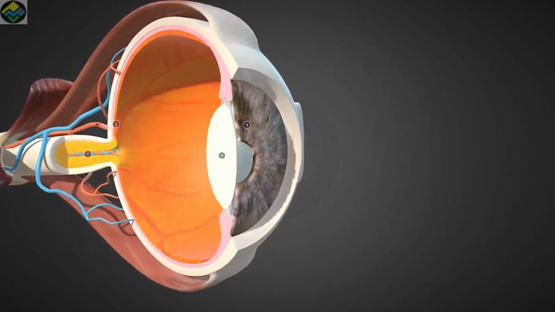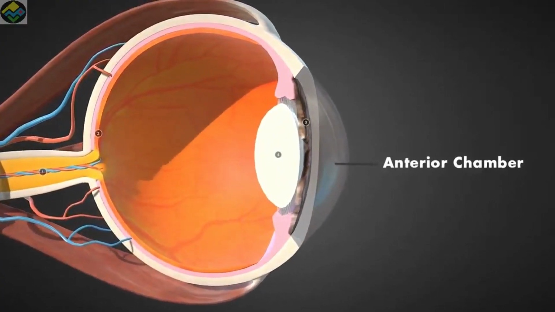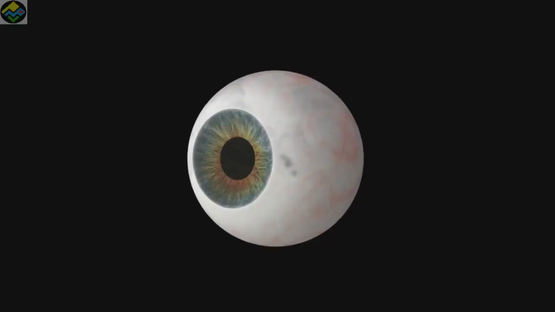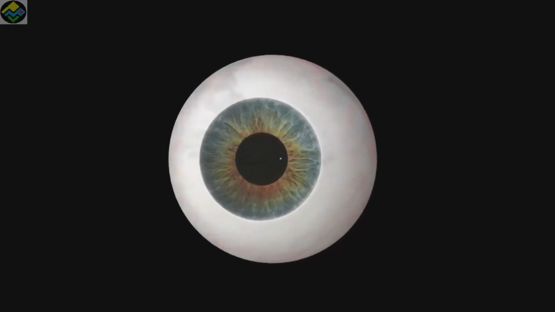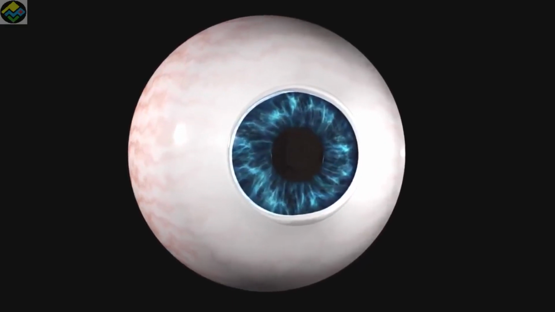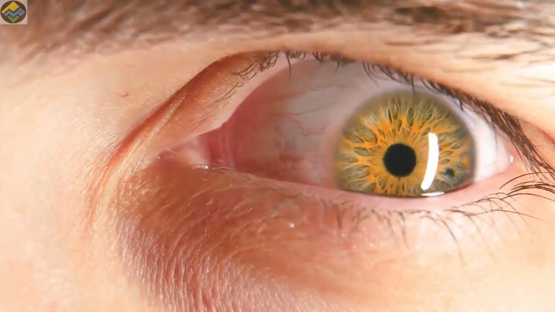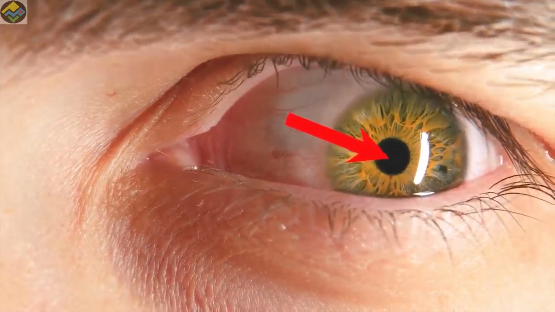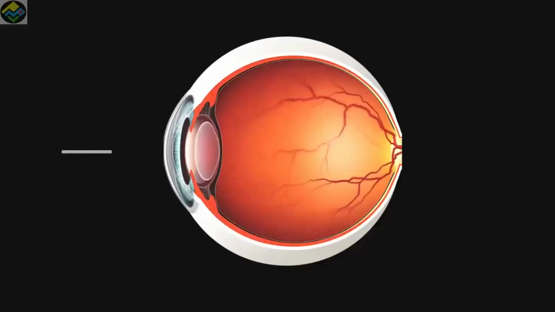The iris divides the anterior segment of the eye into anterior and posterior chambers. The iris is circular in shape and has pigments. These pigments impart color to the iris. There is an aperture present in the center of the iris called the pupil. Light rays enter into the eye through the pupil.